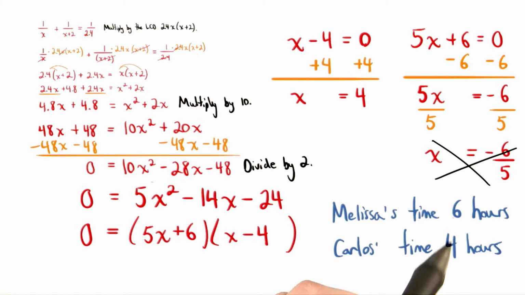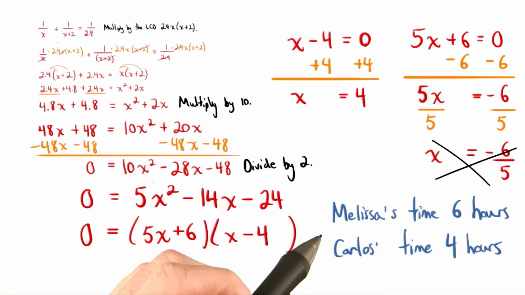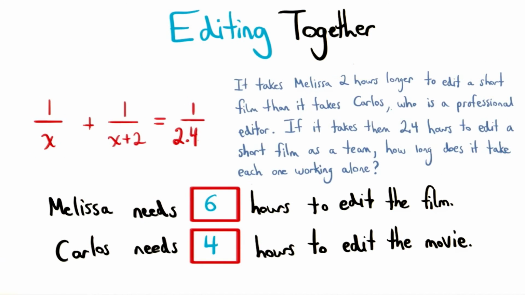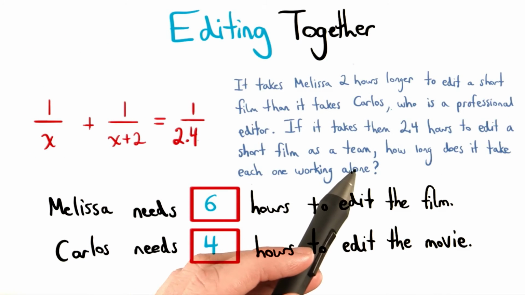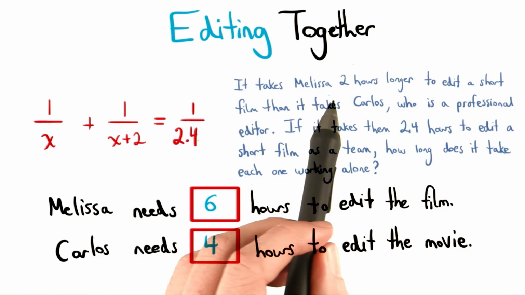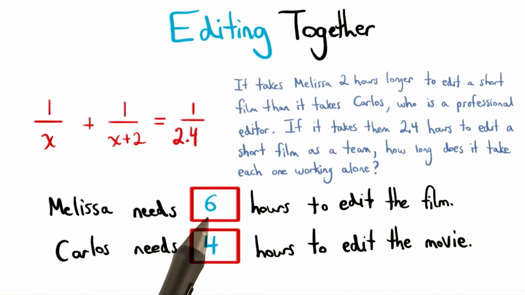We know this is true since x was 4, which is the amount of time it takes Carlos, and Melissa was x plus 2 more hours than Carlos. If you're ever unsure, go back to the original problem. We knew Carlos's time was represented by x, so he would take 4 hours to edit the film. Melissa takes 2 hours longer than Carlos, so that means she needs 6 hours in order to edit the film.